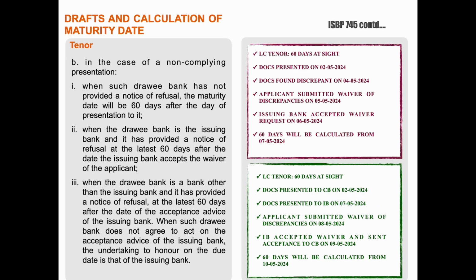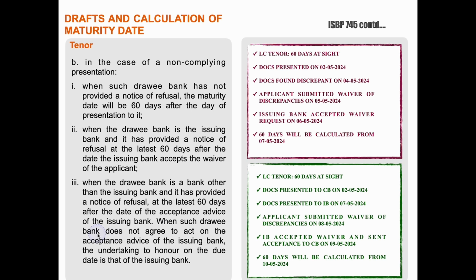And once the documents are received, obviously the issuing bank has one option. It can go for waiver of discrepancies from the applicant, and the applicant submitted the waiver of discrepancies on 8th of May and it was acceptable to the issuing bank, and the issuing bank accepted and sent a notice of acceptance to the confirming bank on 9th May. In this scenario, the 60 days will be calculated from 10th May, that is the day following the day of acceptance by the issuing bank. So here the reference date is the date of receipt of acceptance advice of the issuing bank.